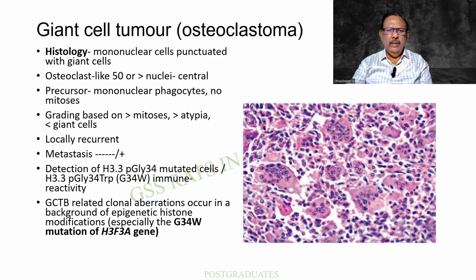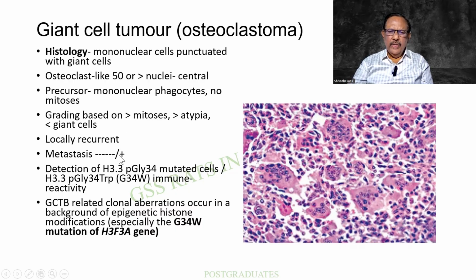Radiologically, you have got the classical soap bubble appearance. Histologically, I find that there will be the mononuclear cells. Look at the small plasma cell-like cells. They can be round or ovoid, but then they are all being punctuated at regular intervals. Look at this word, at regular intervals, by multinucleated giant cells resembling the osteoclast. So more than 50 nuclei may be seen. And the malignancy itself can be based on the mitosis or increased atypia or a decrease in the number of giant cells.